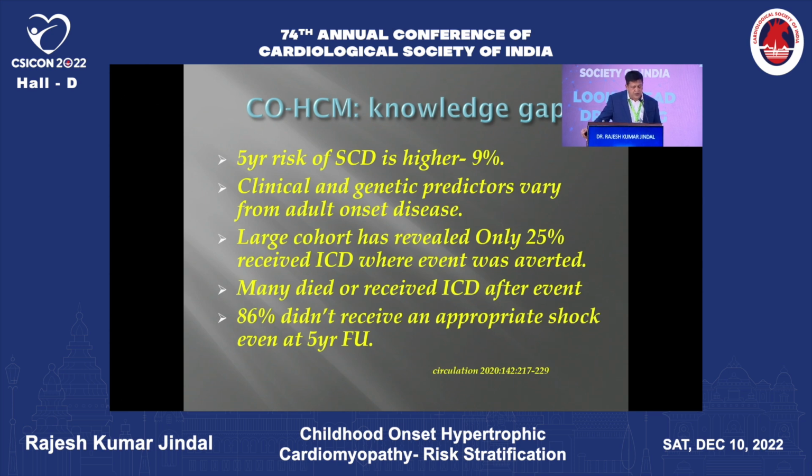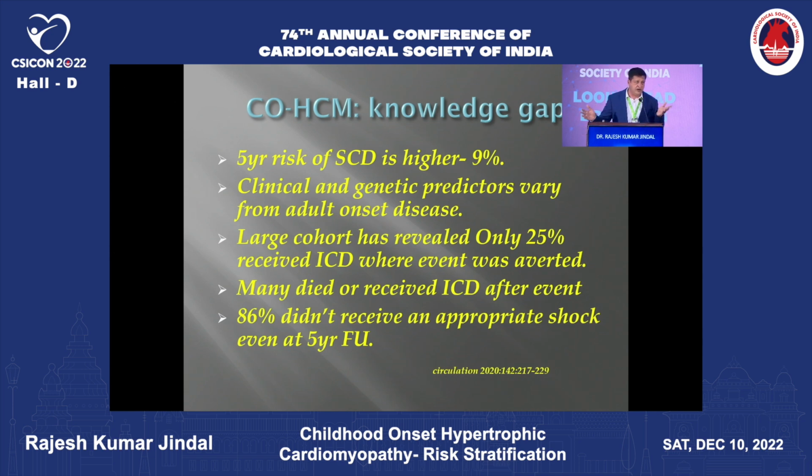So where do we stand? The 5-year risk of sudden cardiac death is very high in the young population. Clinical and genetic predictors vary from the adult onset disease, and the large cohorts have revealed that only 25% of patients received an ICD where an event was eventually averted. So that means a lot of patients are still being untreated. And also, many patients actually died or received an ICD after an event, that is, as secondary prevention. And 86% didn't receive an appropriate shock even at 5-year follow-up.